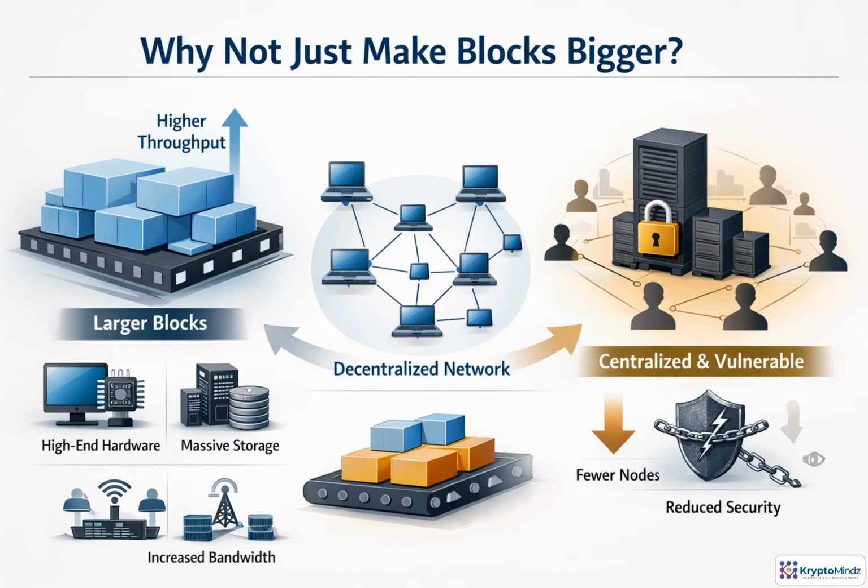One tempting fix is to make blocks bigger, because larger blocks can carry more transactions. But that extra capacity is not free. It requires faster connections, stronger machines, and more storage from every validator. If fewer people can afford to run nodes, verification shifts toward large operators, and the network becomes easier to influence or disrupt. The goal, then, is not simply more transactions per block. It is more capacity while preserving decentralization and independent verification.